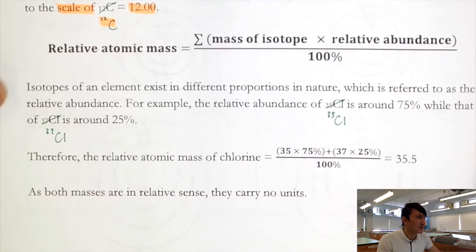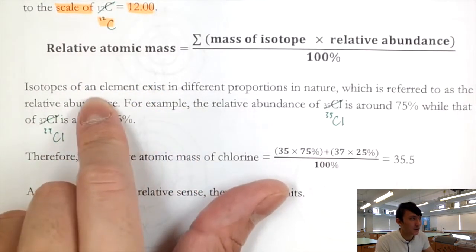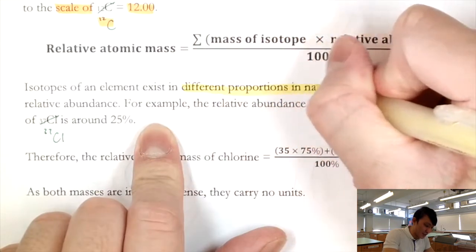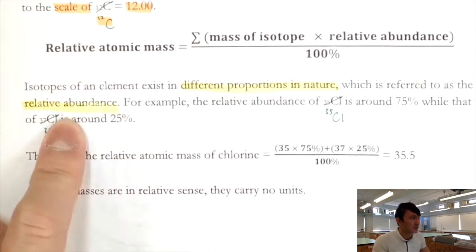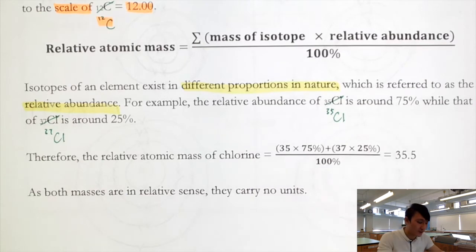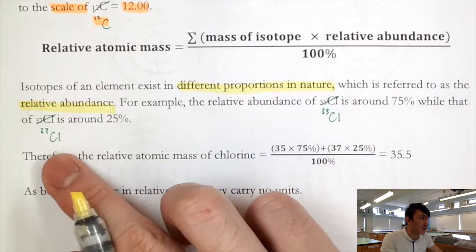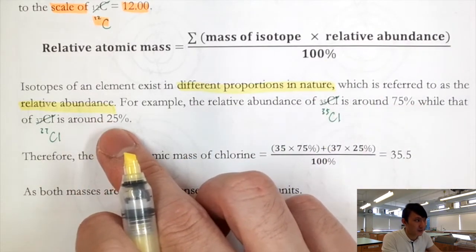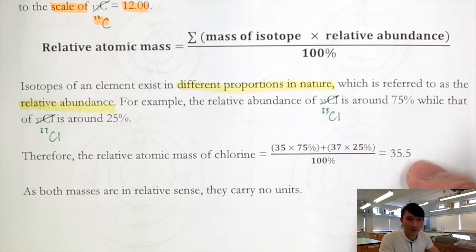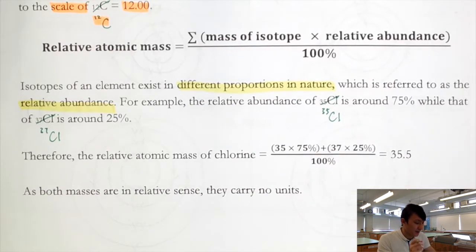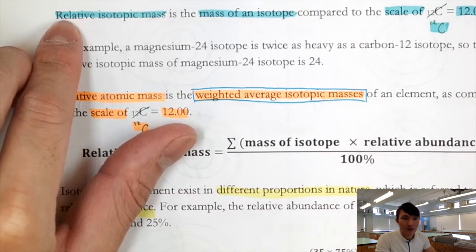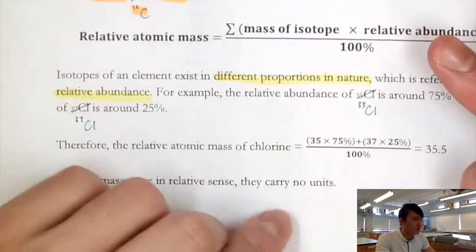Now down here, this is what I mentioned. Isotopes of an element exist in different proportions in nature, and this is what we call the relative abundance. Relative abundance means the percentage of each isotope that exists in nature, and that has to be a constant. For example, chlorine-35 and chlorine-37 are 75% and 25% respectively. Then you can plug these into the equation and calculate the relative atomic mass. Okay? And lastly, both relative isotopic mass and relative atomic mass, because you see the word relative, are in a relative sense, and therefore both of them carry no units.